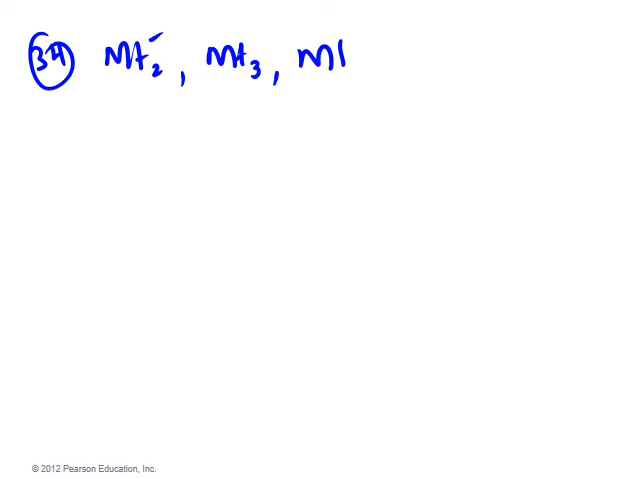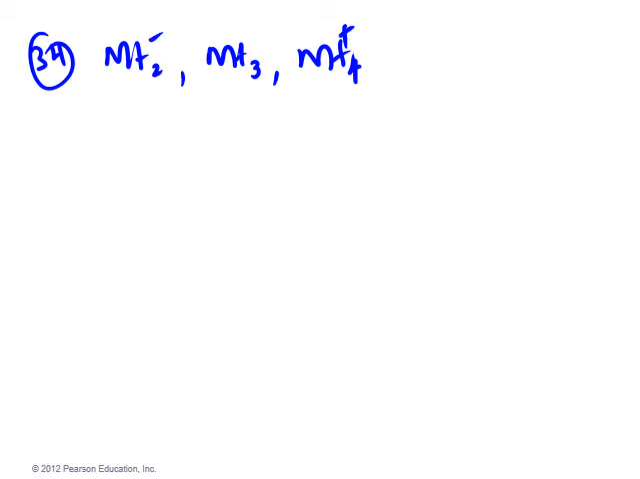Now we're going to do number 34. This is coming from page 375. Now the question is about NH2 minus, let me write down, NH2 minus, NH3 and NH4 plus bond angles.